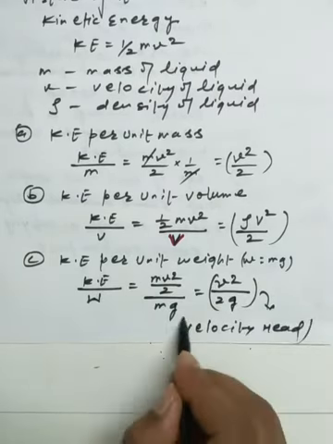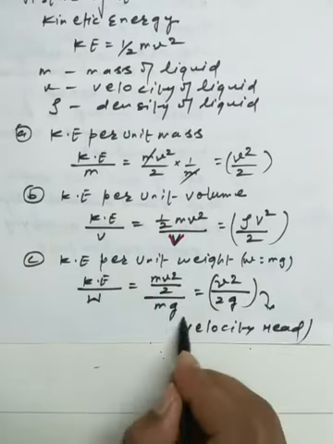So must pay attention: v square by 2, half rho v square, and v square upon 2g. These are the three basic formulas regarding the kinetic energies per unit mass, per unit volume, and per unit weight. In the same way I am making the other changes also.